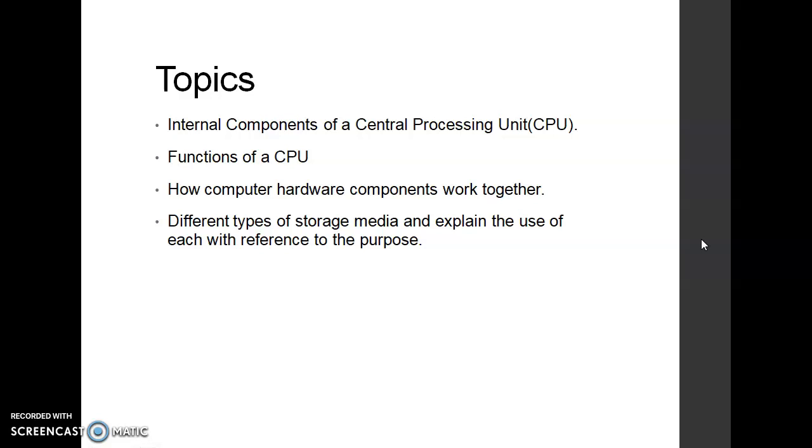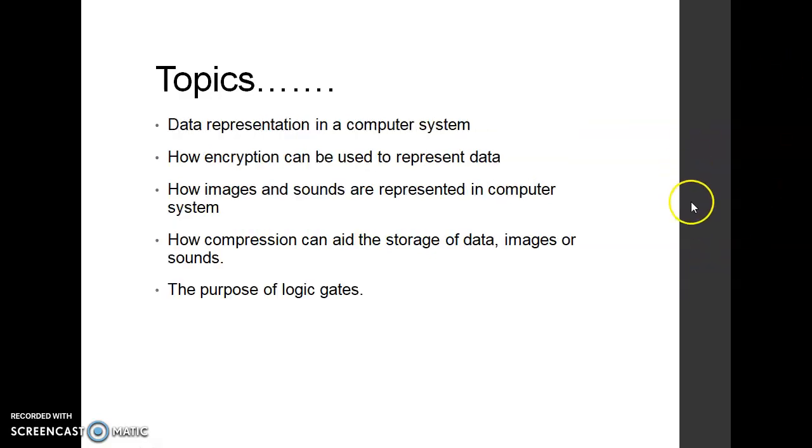The topics we are going to discuss today are as follows: internal components of a central processing unit or CPU, functions of a CPU, how computer hardware components work together, different types of storage media, and explain the use of each with reference to the purpose.